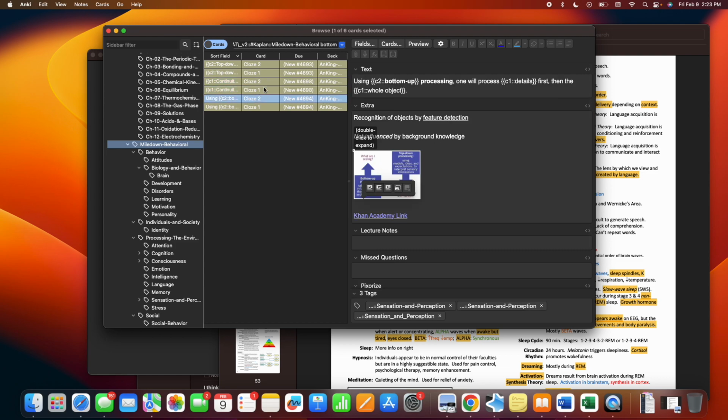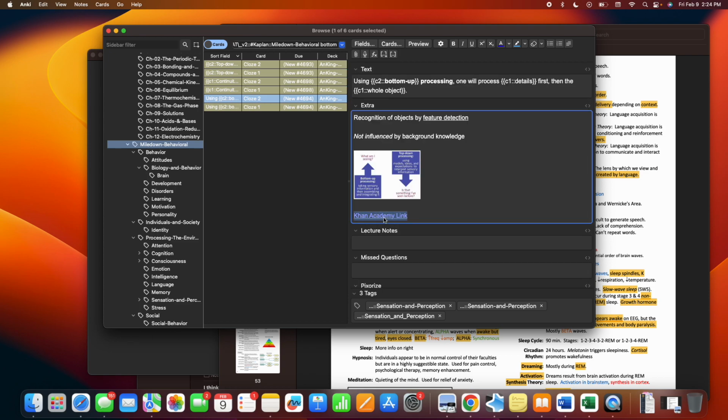Bottom-up processing, one will process details first, then the whole object. So bottom-up, you first notice the details, and so I think induction is bottom-up. And then you view the whole object. The recognition of objects by feature detection, not influenced by background knowledge.